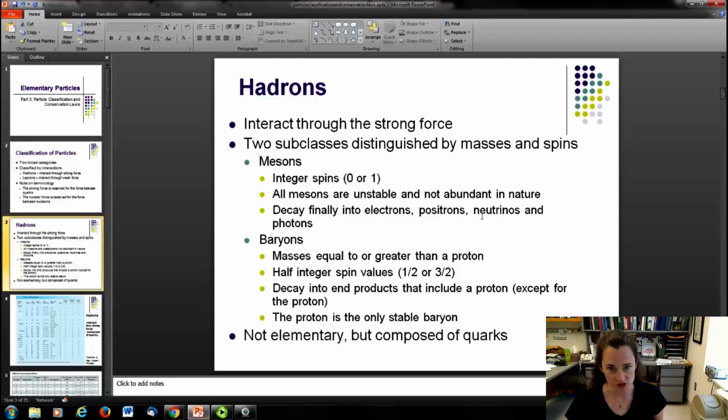Baryons, also hadrons, have masses equal to or greater than a proton. They have half-integer spin values, so they're fermions, and they decay into end products that include the proton, of course, except for the proton. The proton is the only stable baryon. None of these, mesons or baryons, are elementary. They're composed of quarks, which we'll cover in a later lecture.